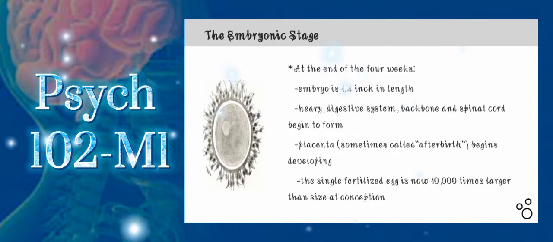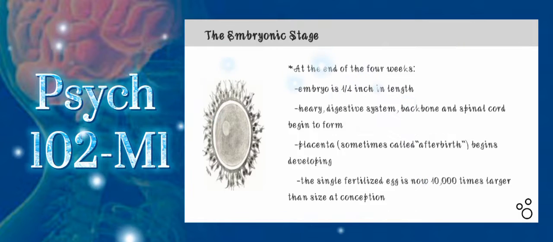At the end of the 4th week during the embryonic stage, the embryo is 1/4 inch in length. Here, the digestive system, backbone, and spinal cord begin to form. The placenta, sometimes called afterbirth, begins developing. The single fertilized egg is now 10,000 times larger than its size at conception.